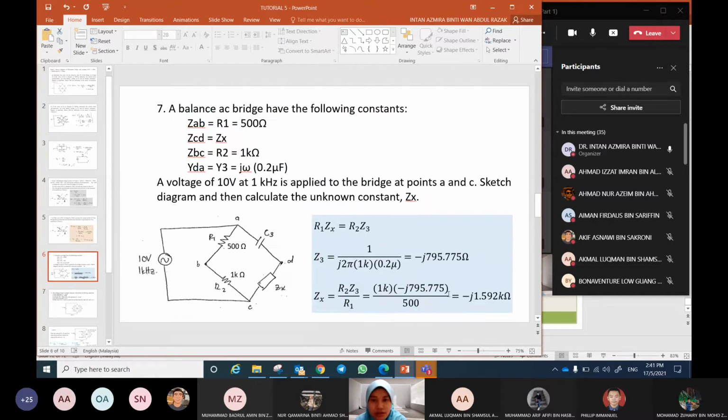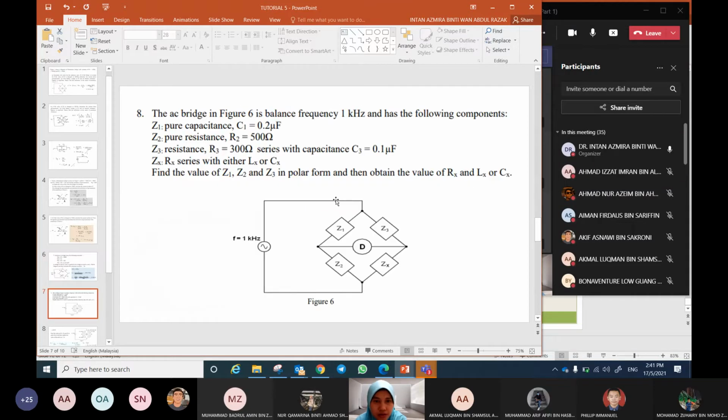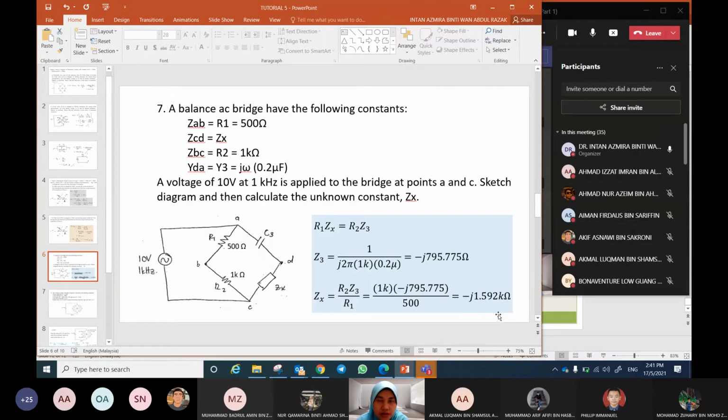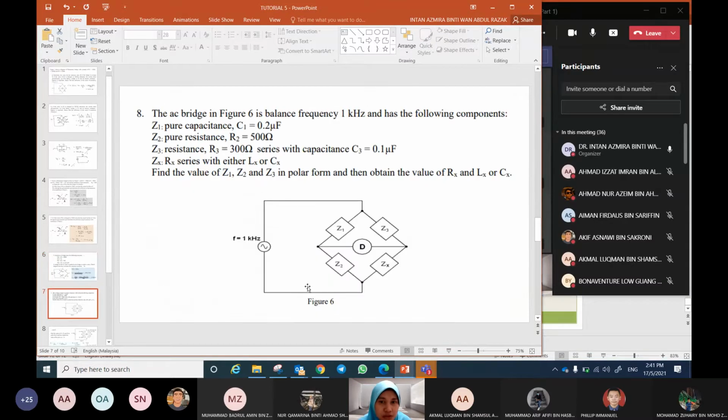Okay, so previously this is a complex number, but this is an imaginary term. Polar form means that you have to convert j to angle. So you should convert minus or positive j to angle by using a calculator only.